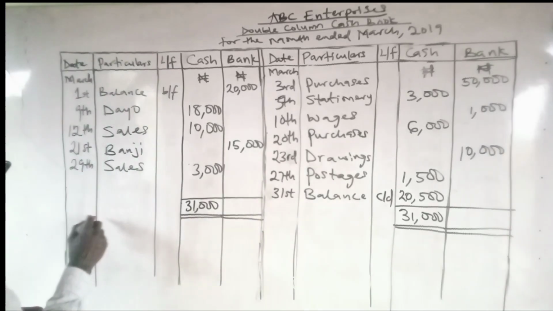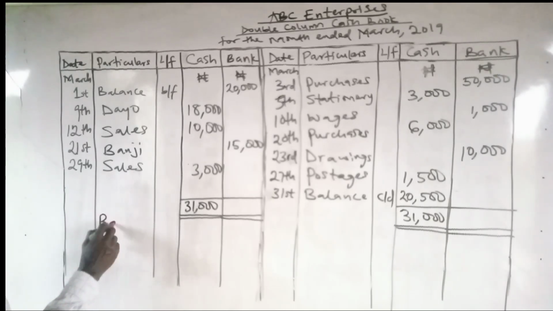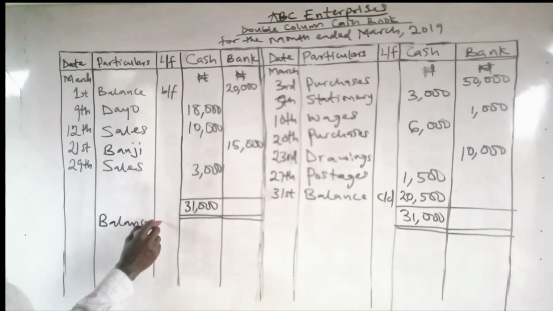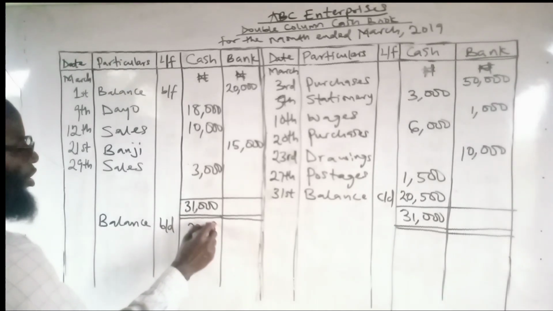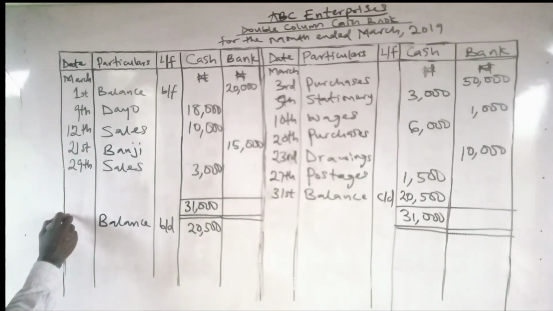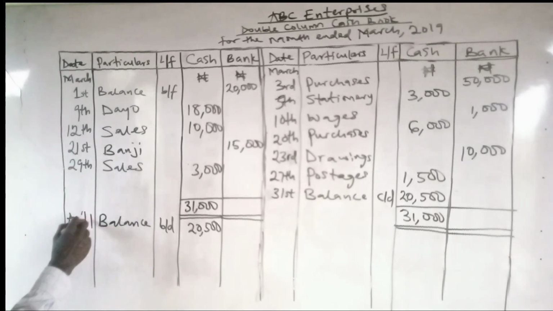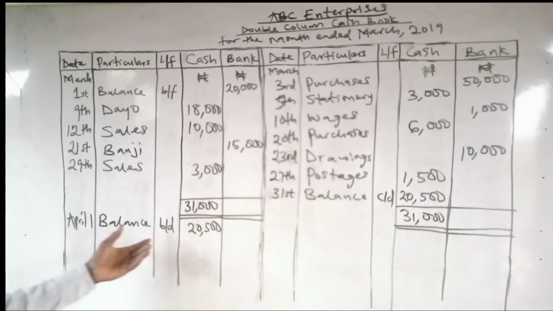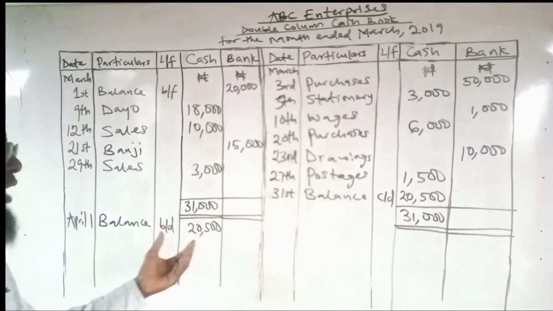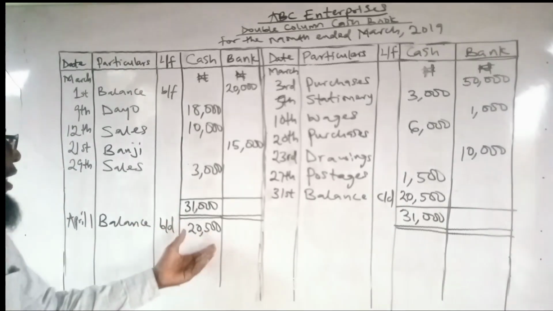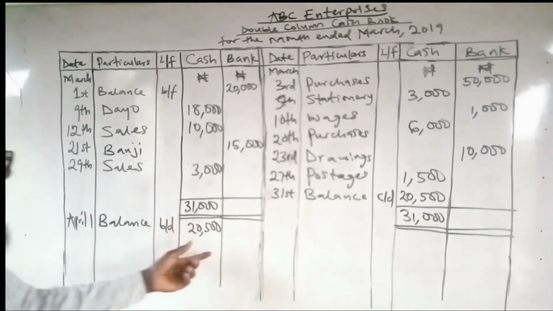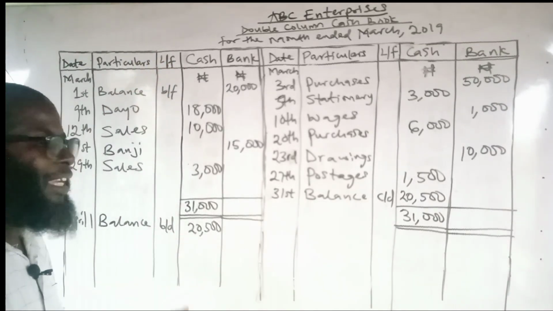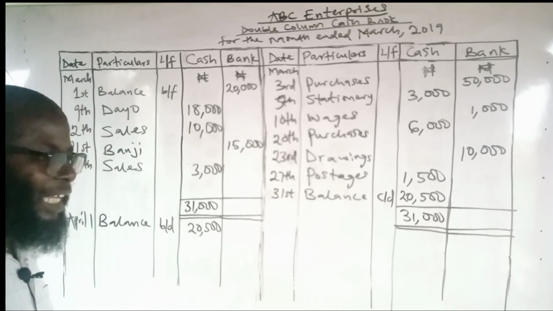Then you come here, write balance brought down. Then you can now put 20,500. Then come here, after March we're having April. Meaning that April 1st, this balance brought down 20,500 naira will represent the balance brought forward. Like I usually say, will represent balance brought forward, that is the cash in hand in the cash account.